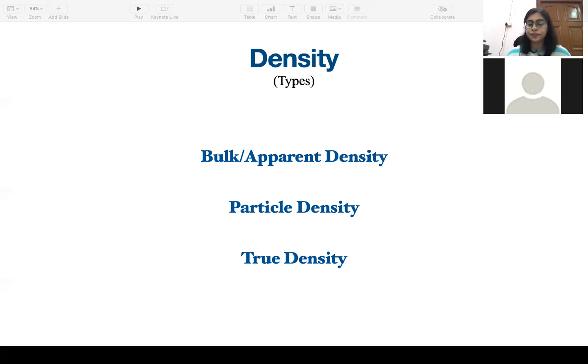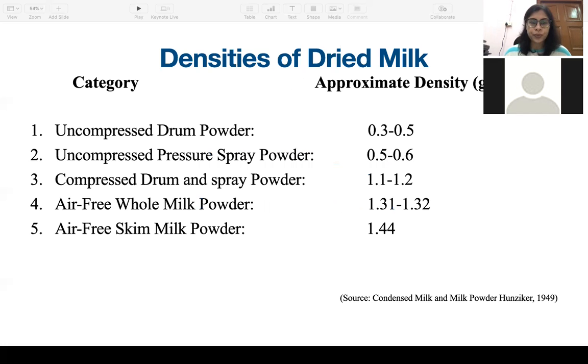Is this clear? No confusion till this slide? So now I have listed a few products and their densities. Uncompressed drum dried product powder is 0.3 to 0.5 gram per milliliter. Uncompressed pressure spray product is 0.5 to 0.6 gram per milliliter. As I told you, spray dried powders have more density than drum dried powders. Clear? Then there is compressed drum and spray dried product, which have 1.1 to 1.2 gram per milliliter as a density.